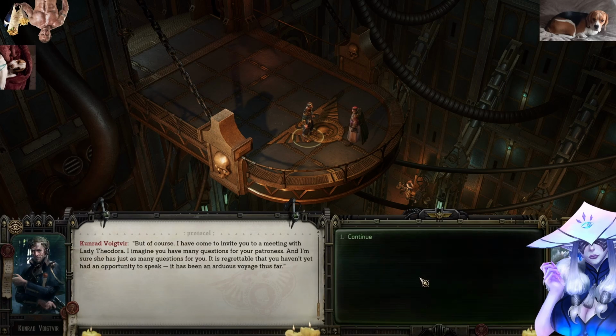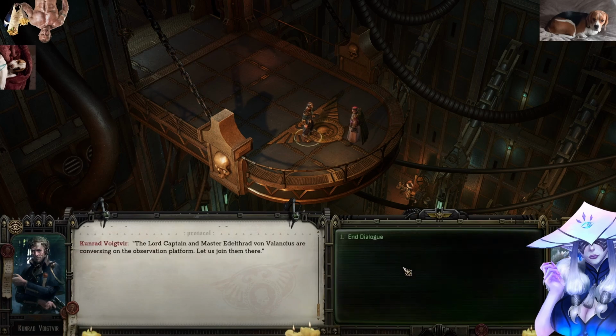But of course, I have come to invite you to a meeting with Lady Theodora. I imagine you have many questions for your patroness, and I'm sure she has just as many questions for you. It is regrettable that you haven't yet had an opportunity to speak. It has been an arduous voyage thus far. The Lord Captain and Master Edelthrad von Valencius are conversing on the observation platform. Let us join them there.